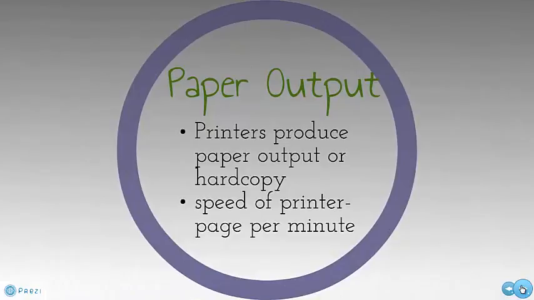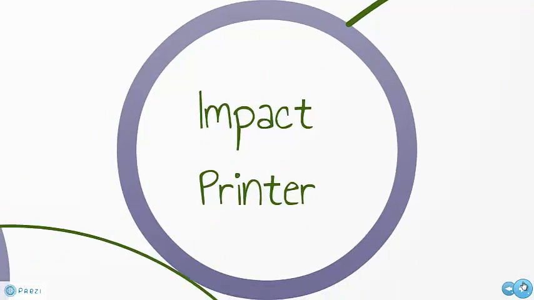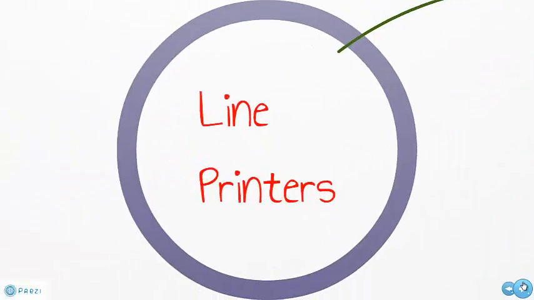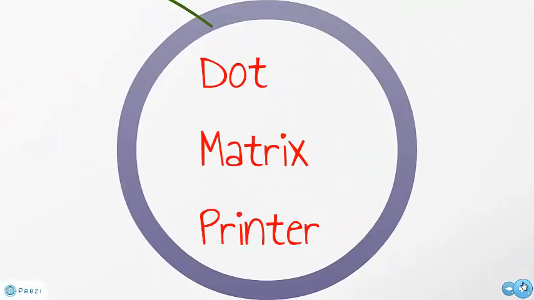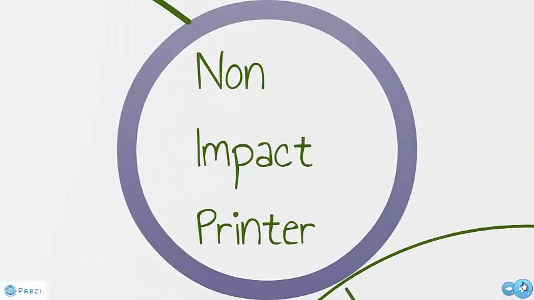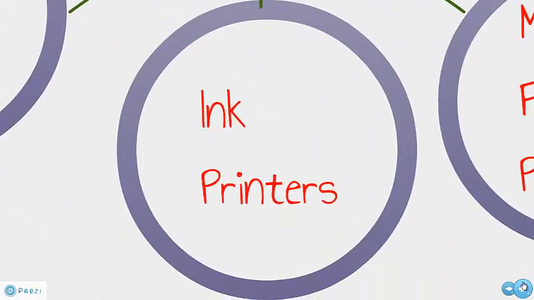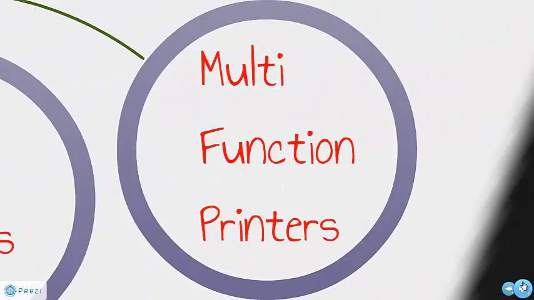Printers produce paper output or hard copy, and it is measured in page unit. Printers can be divided into 2 basic groups. The first group is impact printers. Impact printers include line printer and dot matrix printer. Another group of printer is non-impact printers. Non-impact printers contain laser printers, ink printers, and multifunction printers.